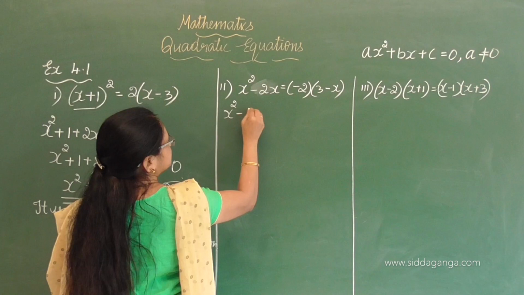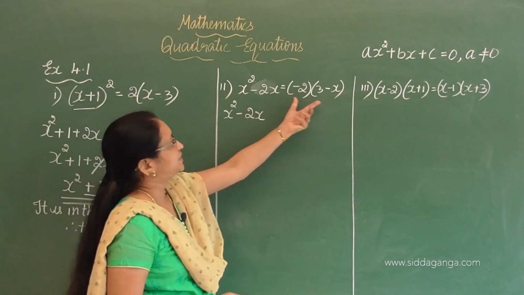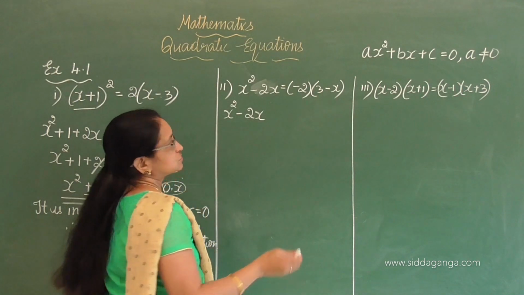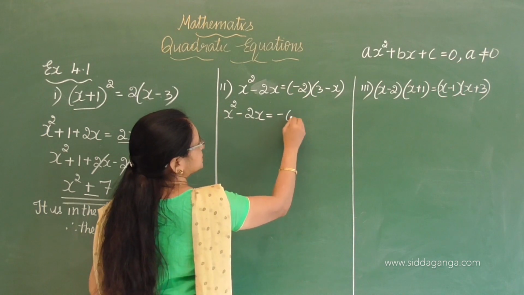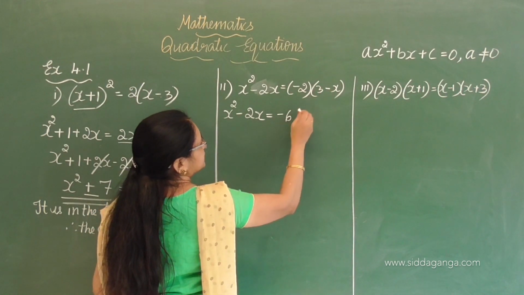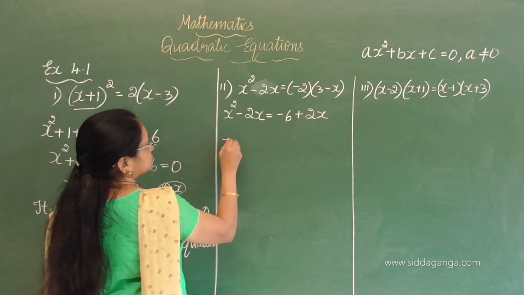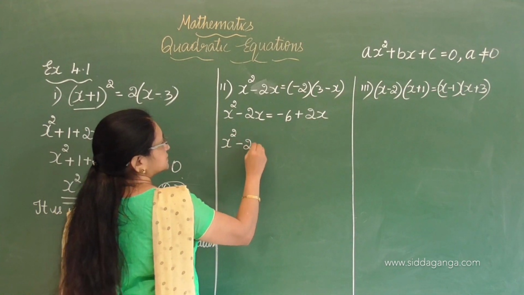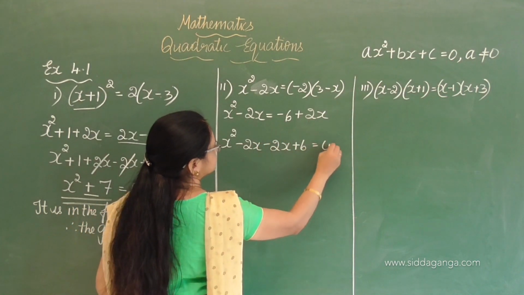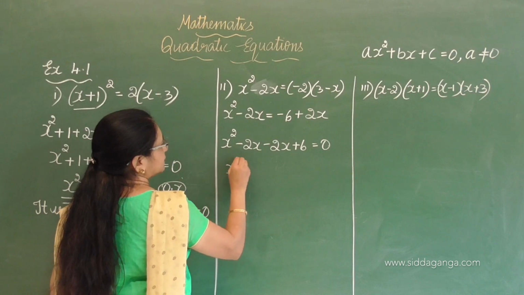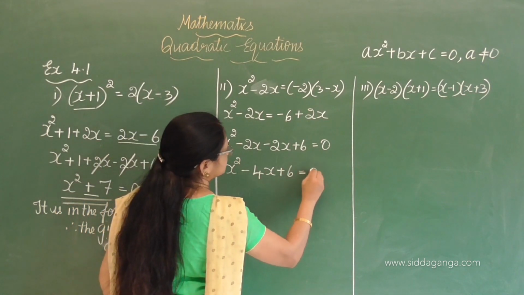Next, so we shall work out this. Here x square minus 2x, no simplification, it is ready. But here you have to remove the bracket. So what you will do? Minus 2 into 3, so minus 6, and minus into minus plus 2x. So x square minus 2x plus 6 is equal to 0. So x square minus 4x plus 6 is equal to 0.